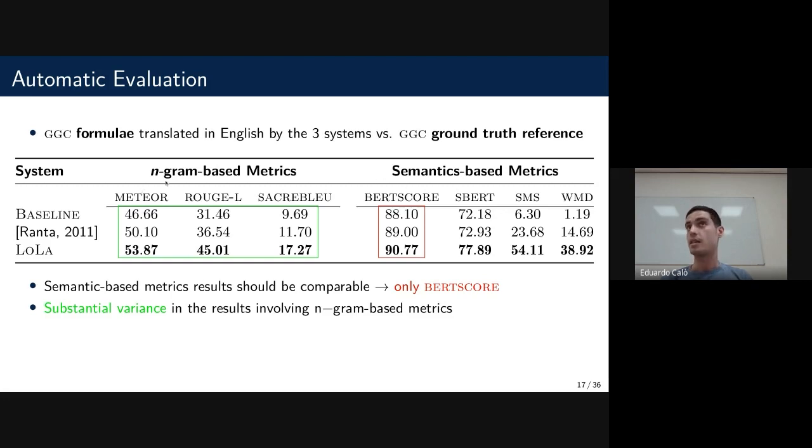As far as n-gram-based metrics are concerned, we get a substantial variance in the results. And this is very much expected, because as you can imagine, the text realized by the 3 systems is very different. So having a variance in the results of n-gram-based metrics is what we actually want. And as you can see here, Lola outperforms all the other systems, which implies that it generates text more similar to the ground truth reference, which should be an indication that the texts are more fluent and comprehensible.